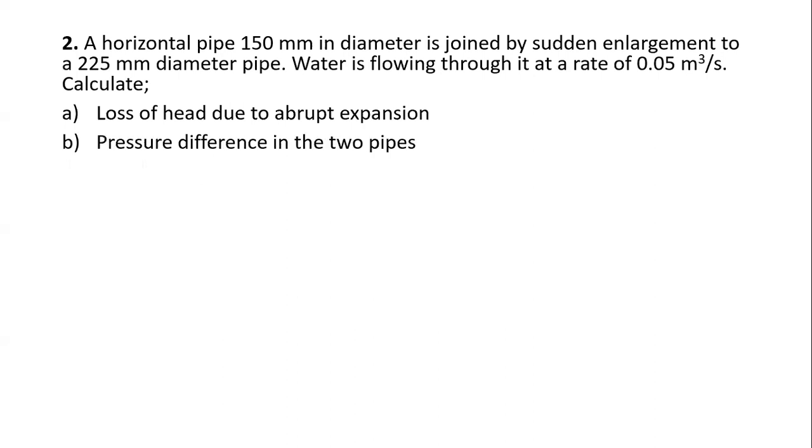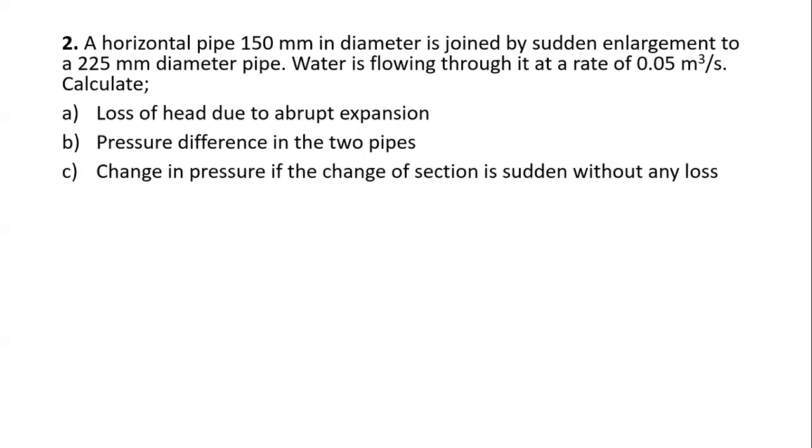Now, here is another one. Here we have a horizontal pipeline. Fluid is flowing at the rate of 0.05 cubic meters per second. We need to find the loss of head due to an abrupt expansion, or the pressure difference in the two pipes. Okay, let's plant the data according to the question. Of course, also the change in pressure due to sudden expansion without any loss.